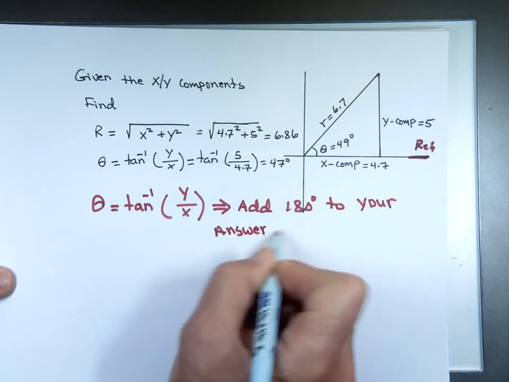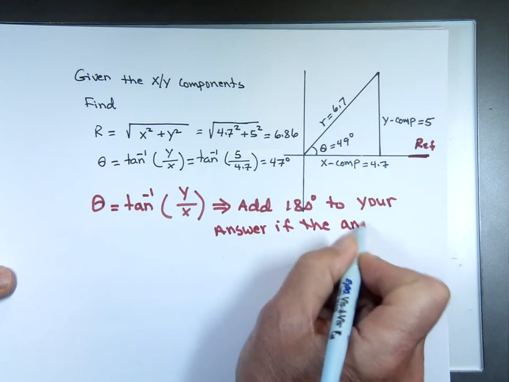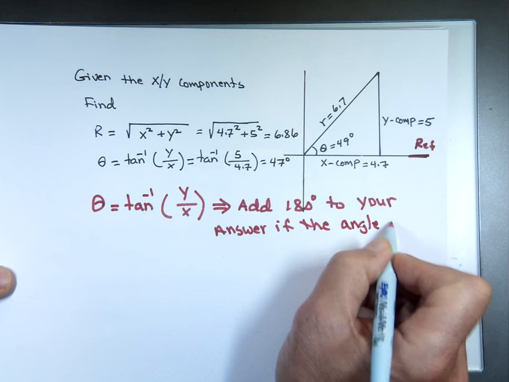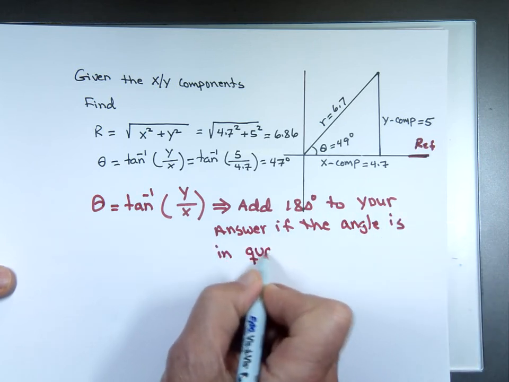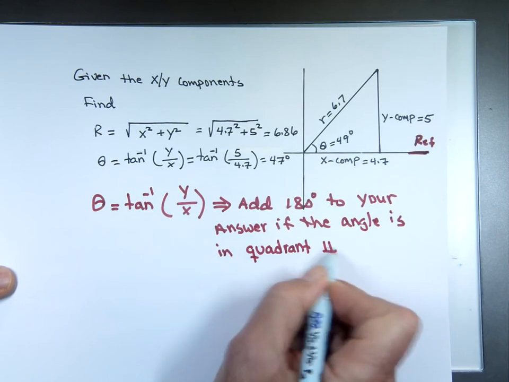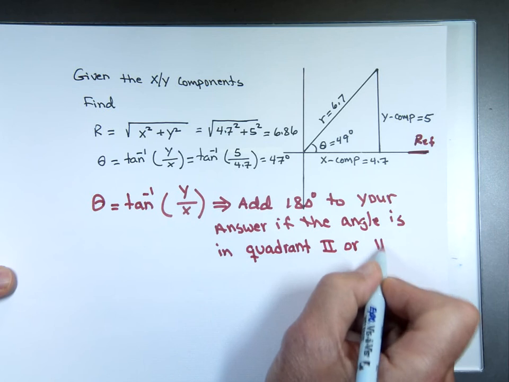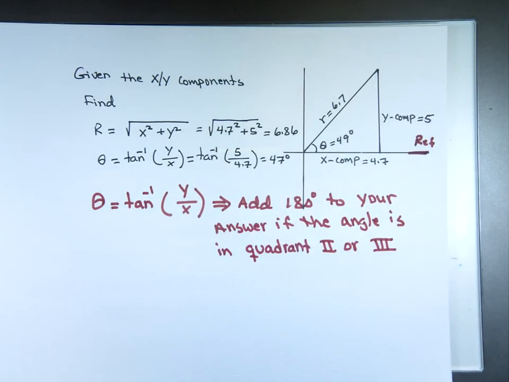if the angle is in quadrant 2 or 3. If your value is here or here, you have to add 180 to it. Otherwise, you get the wrong answer. So I made sure that's in big writing. I don't want you to miss that.